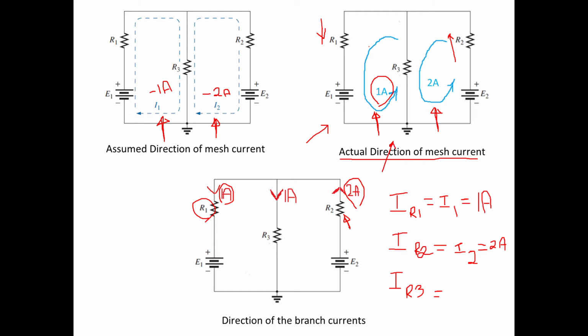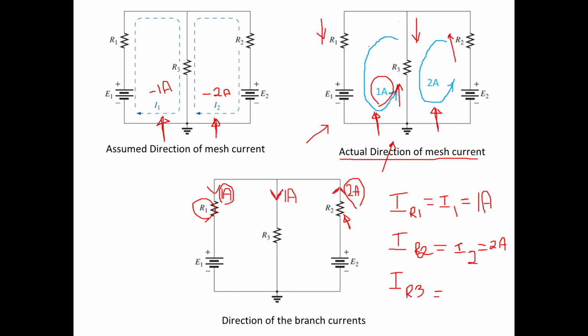You will find that in resistance R3 two mesh currents are flowing. I1 is flowing from bottom to top and I2 is flowing from top to bottom. These two currents are in different directions, so you have to subtract the current.